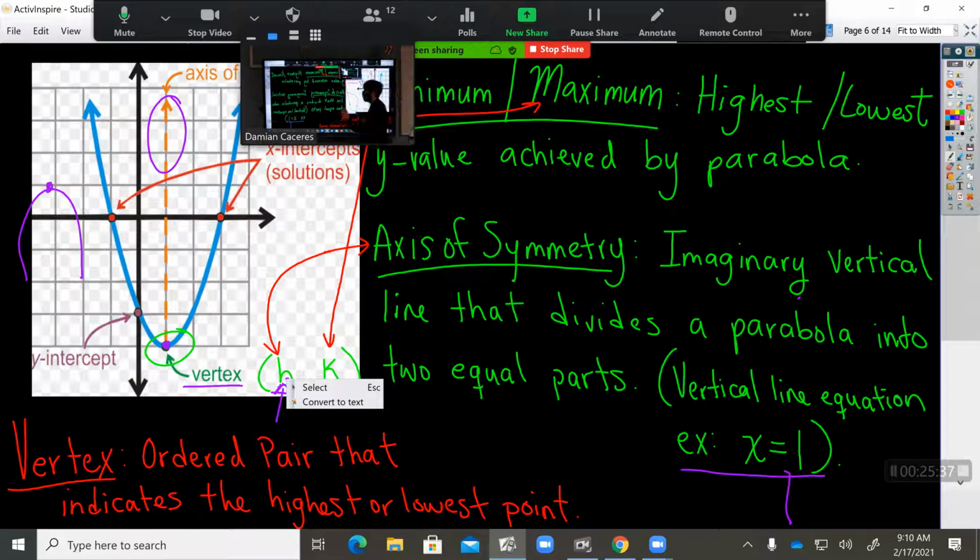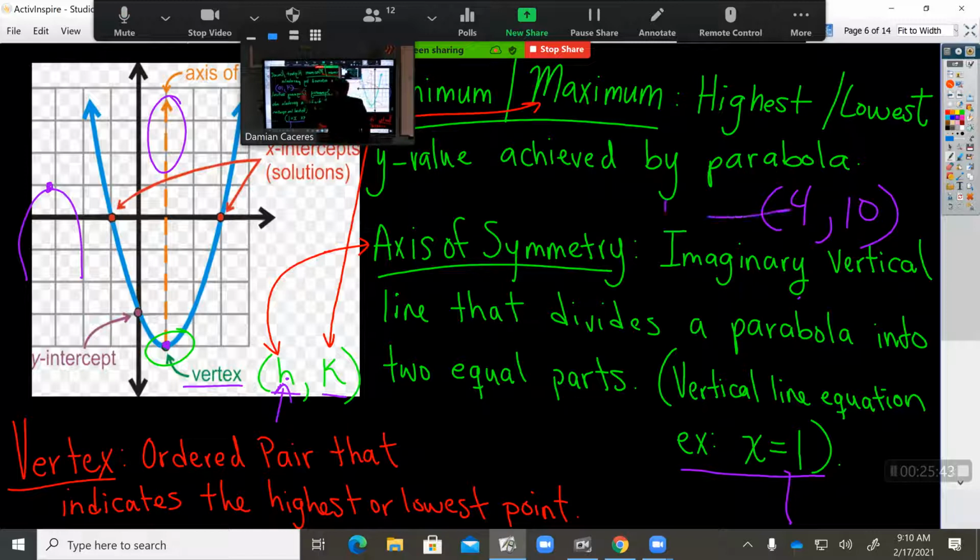So notice on the previous example where we had 4, 10 as my vertex. 4 would be h, and 10 would be k. So whatever number's here is your h, whatever number's here is your k. The imaginary line, but you're going to use this mostly in word problems.